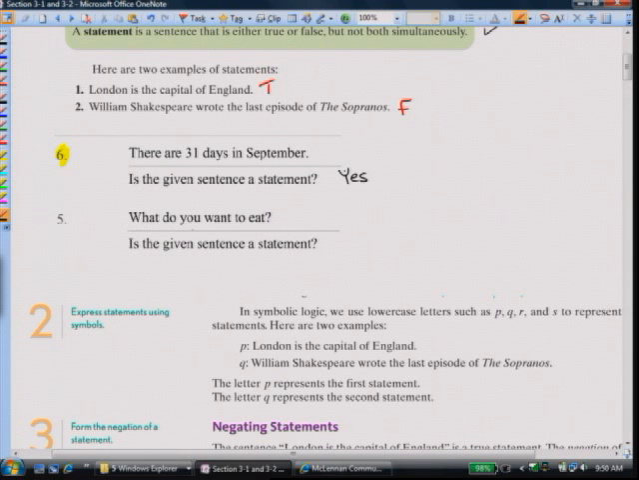What about number 5? What do you want to eat? Is that a statement? No, because that's a question, right?